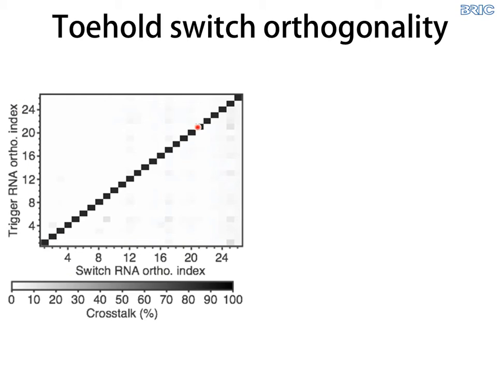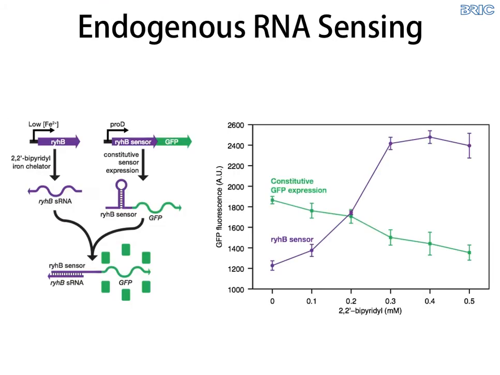So these are cognate triggers and switch pairs in the diagonal. These are non-cognate pairs, and there's very little crosstalk. And then it was exceeding the existing RNA-based regulators much more. So these were the existing RNA-based regulators at the time, and these show the dynamic range and library size of the Toehold switches. And then you can also use it for sensing endogenous RNA.